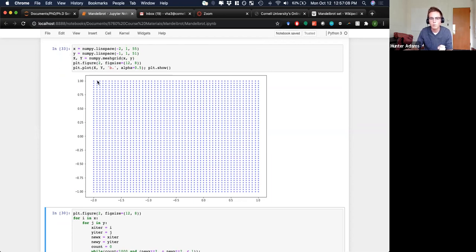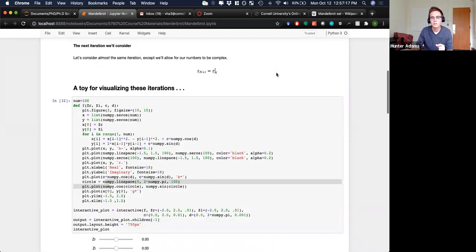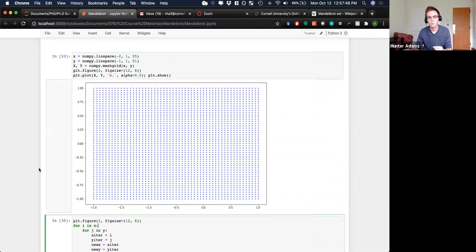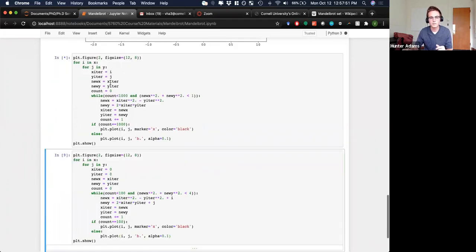And I'm going to consider a whole bunch of points within this region. And for each of those points, I'm going to run this iteration that we've just been considering. And I'm going to ask, does that particular point diverge, or does that point converge to a finite number? If it converges to a finite number, I'm going to mark it with an X. If it diverges, I'm not going to mark it with an X. And I'm just going to see which of these points converges under that iteration of square it, square it, square it, square it, and which of these points diverges. That's exactly what this little snippet here is doing.